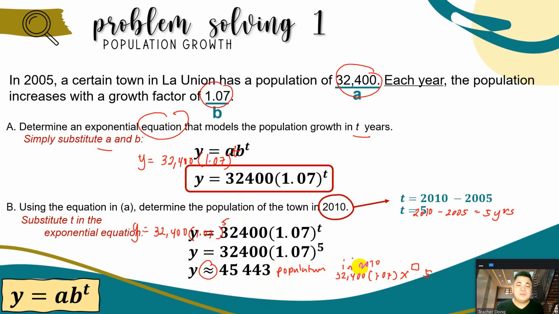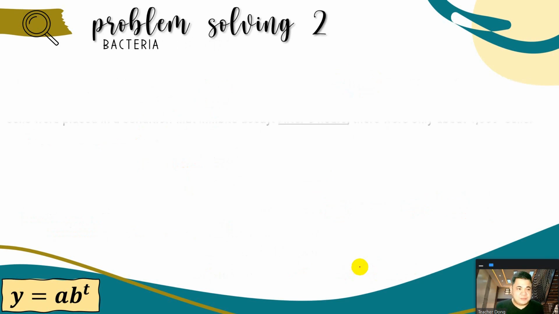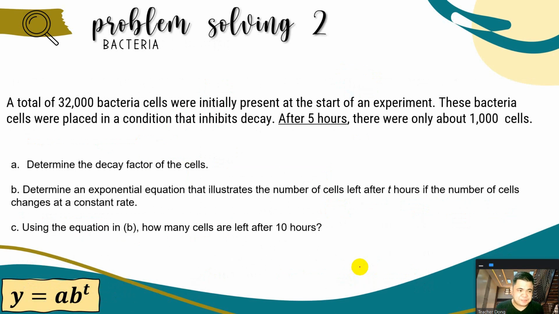Alright, so to my students, please focus in this discussion about problem solving of exponential function because this is the reference of your performance. And then let's talk about bacteria. Let's see if this is growth or decay. Let's read the problem. A total of 32,000 bacteria cells were initially present at the start of an experiment. These bacteria cells were placed in a condition that inhibits decay. After 5 years, there were only about 1,000 cells. So it's a decay because from the original population, which is 32,000, it's now only 1,000 cells.